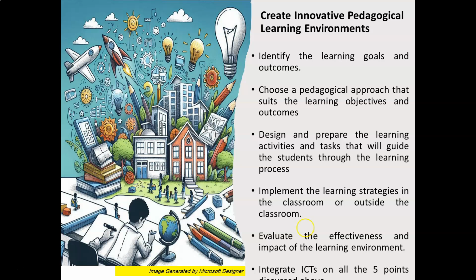5. Evaluate the effectiveness and impact of the learning environment and make adjustments and improvements as needed. We can use various assessment methods and tools, such as rubrics, portfolios, self-assessments, or peer assessment, to measure the students' learning outcomes and satisfaction. We can also collect feedback from the students, other academics, and other stakeholders, and use it to refine and enhance the learning environment.